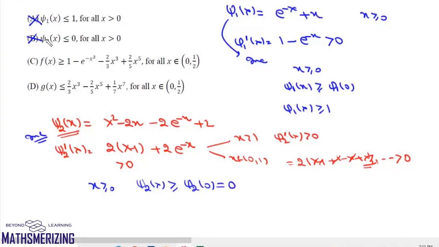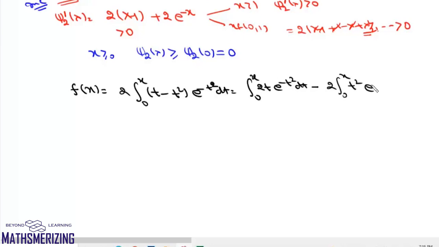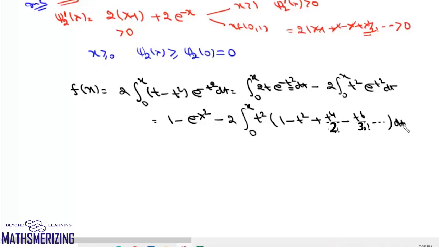Now if we look at this function f(x), this function f(x) is 2 times the integral from 0 to x of (t minus t square) e to the power minus t square dt. Now we can write this as the integral from 0 to x of 2t e to the power minus t square dt, and then minus 2 times the integral from 0 to x of t square e to the power minus t square dt. Now if we take t square as z, we'll get minus e to the power minus z, which is 1 minus e to the power minus x square. And then here we'll have minus 2 times the integral from 0 to x of t square, and if we expand this e to the power function, it will be 1 minus t square plus t to the power 4 dt.